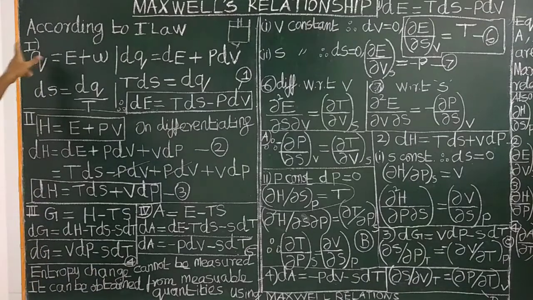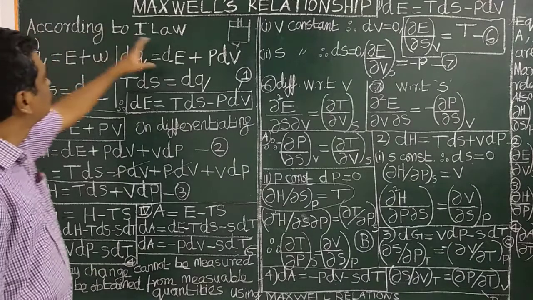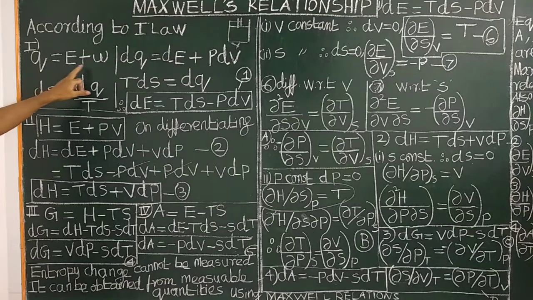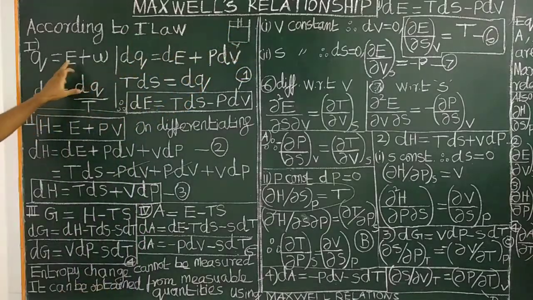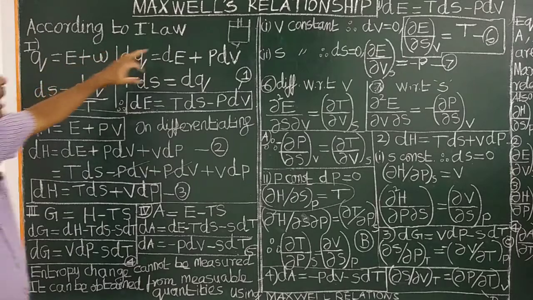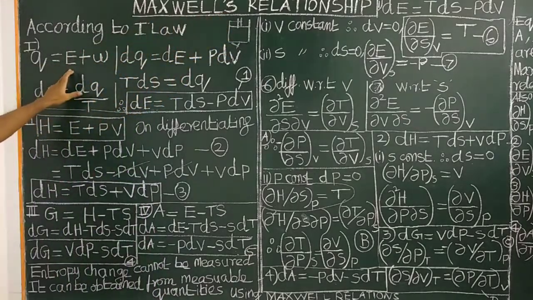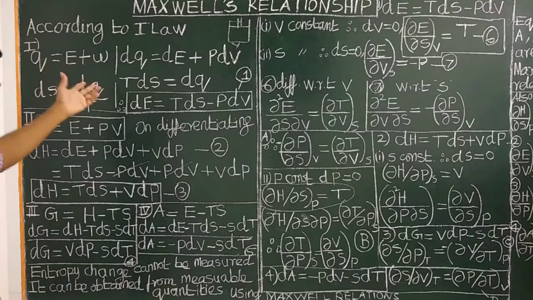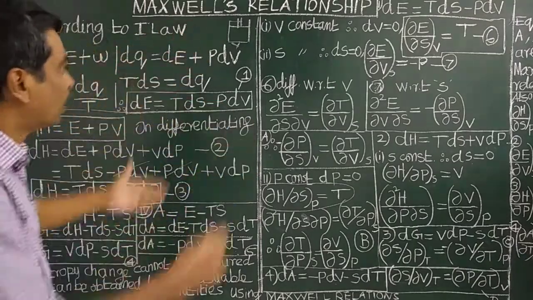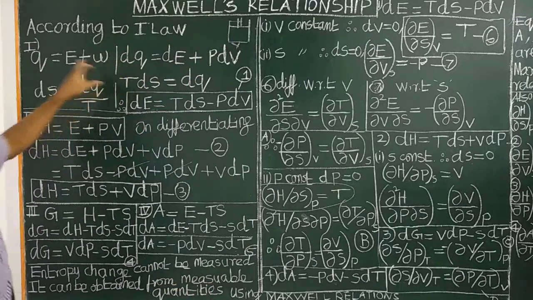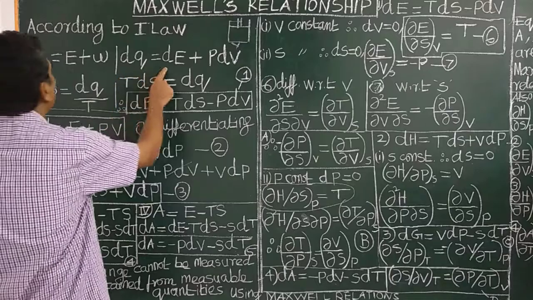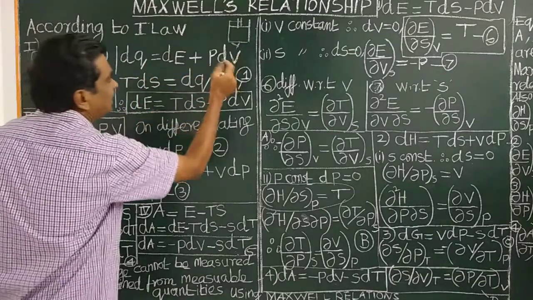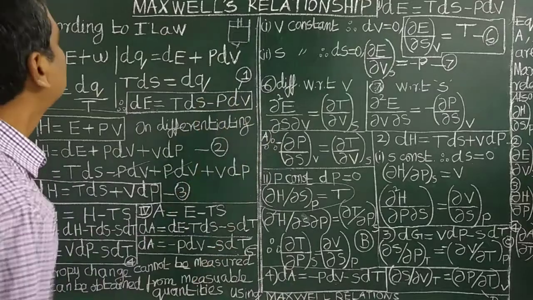Okay, first let us recall what we know. According to the first law of thermodynamics, Q equal to E plus work done. That is, heat is supplied to a system. It gives internal energy, therefore the internal energy changes, and it also does work. Therefore the heat supplied is converted into internal energy and also it does some pressure-volume work. For an infinitesimally small heat supply, dQ equal to dE plus PdV. This is the pressure-volume work done.